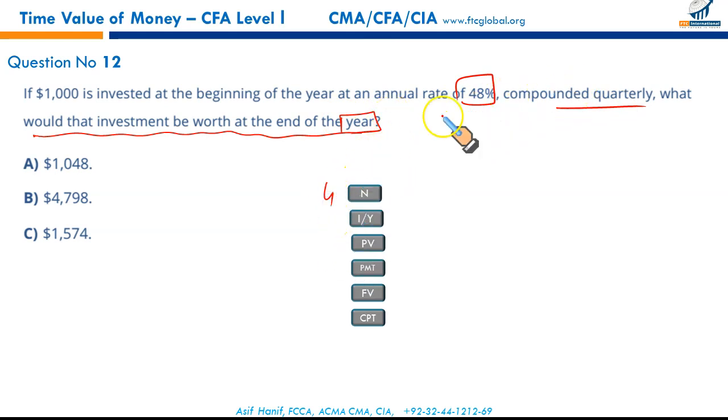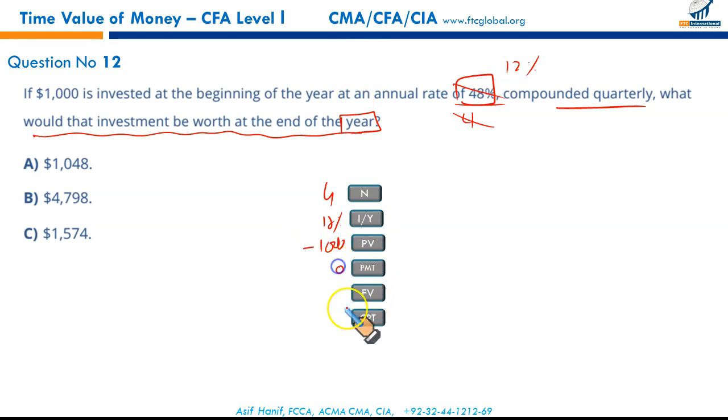Interest rate 48, that is annual percentage rate, has to be converted on quarterly basis. So for that you need to divide it by 4. 48 by 4 gives you 12%. 12% is the quarterly rate. N is 4. That is, in 1 year there'll be 4 quarters. What do we need? If you invest $1,000 now, that's the present value. Outflow, negative.